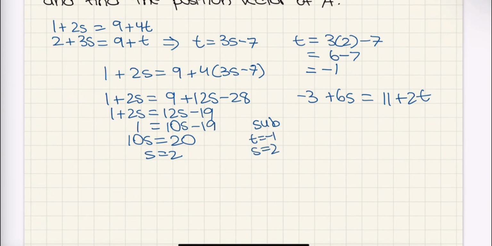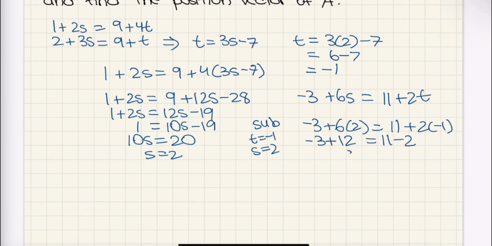So negative 3 plus 6 times 2 must be equal to 11 plus 2 times negative 1. So negative 3 plus 12 must be equal to 11 minus 2. And 12 minus 3 is 9. 11 minus 2 is also 9. So yes, we have shown that they both do intersect.